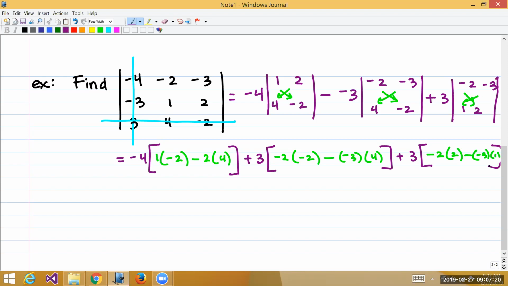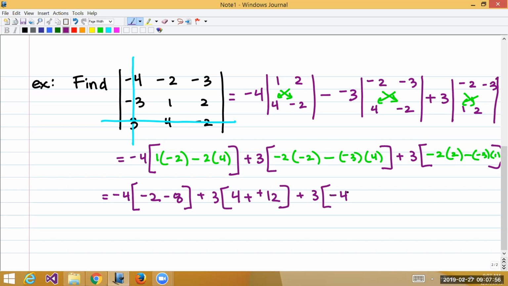Okay, now let's go ahead and calculate everything. So we have negative 4 times 1 times negative 2 is negative 2. Negative 2 times 4 is negative 8. Plus 3 times negative 2 times negative 2 is 4. Now here we have minus negative 3 times 4 is negative 12. We see here the negative and negative. We can go ahead and make it a plus. Plus 3 times negative 2 times 2 is negative 4. Minus negative 3 times 1 is negative 3. Once again, here we can make these a plus.